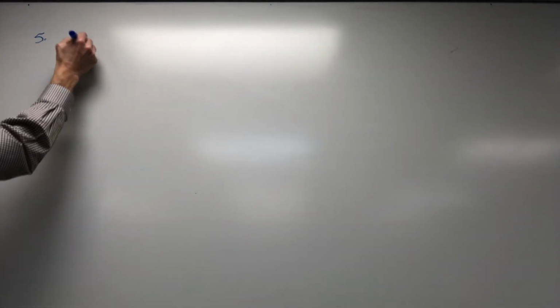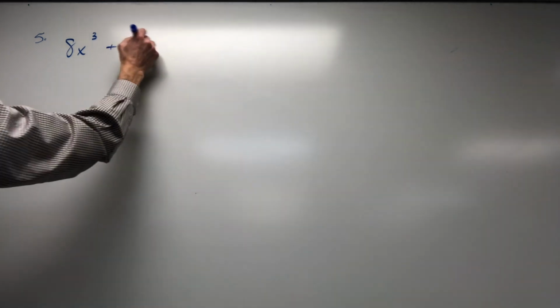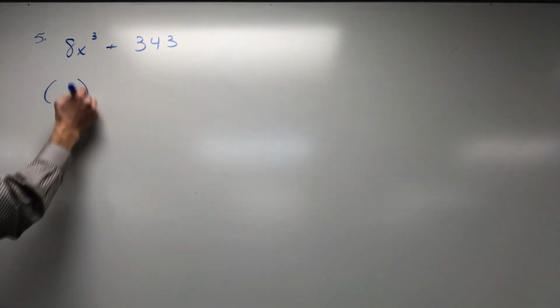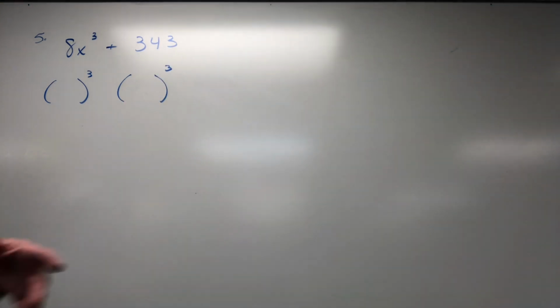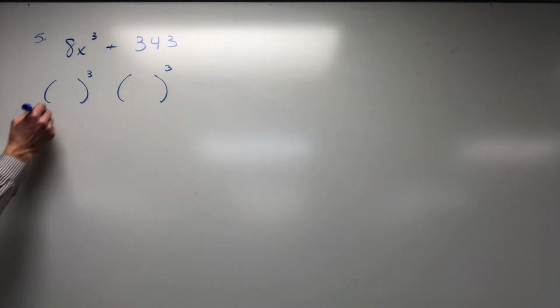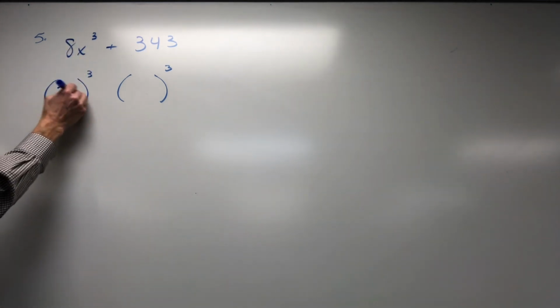Okay, 1, 2, 3, 4, 5. Let's say we have 8x cubed plus, what are we going to do? Oh, 343. All right, so we're going to rewrite both of these. Now, 8 we probably know. Cube root of 8 is 2. 2 to the third power, 8. So 2, don't forget your x.